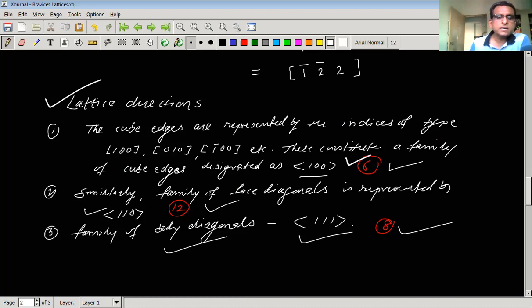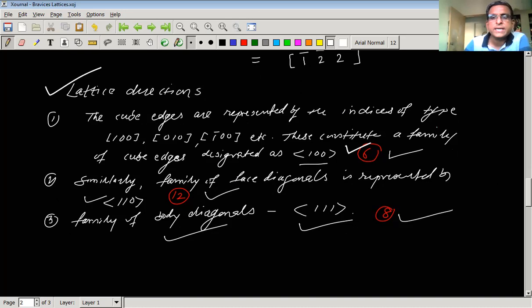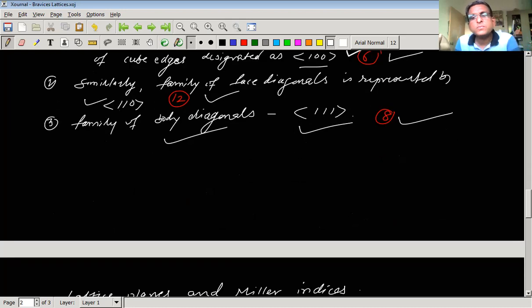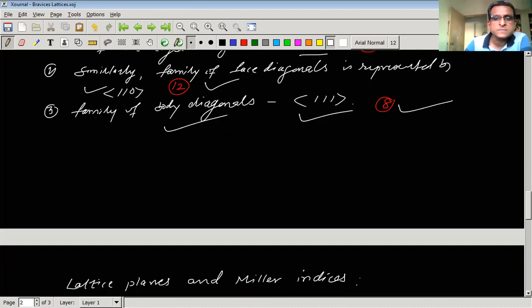And similarly, the remaining is the body diagonal, that is the directions passing through the body center of the entire cube. Such diagonals can be represented by indices 1 1 1. All that can be grouped into one family, and that will be called a family of the body diagonals, and the total members in this family is 8. Such questions may come as multiple choice questions in your examinations.